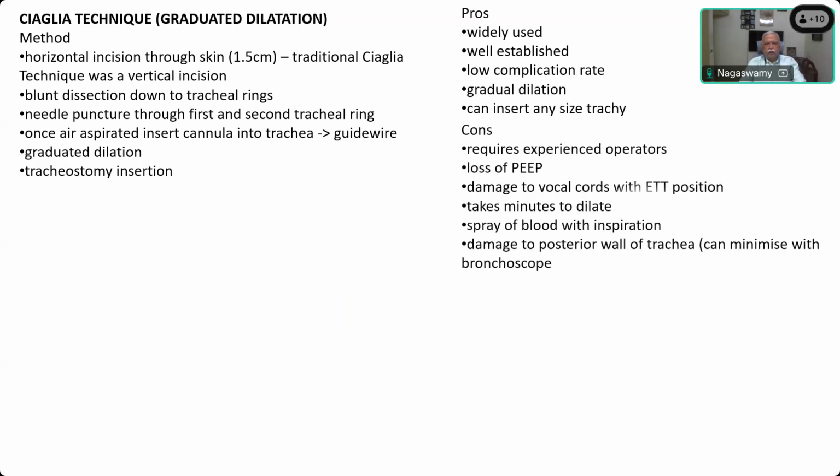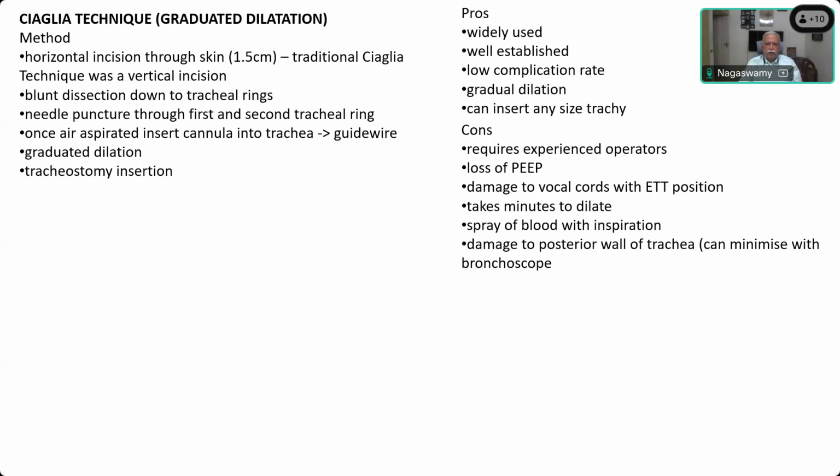This is a very commonly used technique, and the contraindications are things against this. It requires an experienced operator, and you have loss of PEEP and tidal volume during this because you are going to introduce a dilator, remove it, and during that short time there will be loss of air. It may cause damage to the vocal cord because you are pulling the ET tube up to the vocal cord, and it may take a few minutes to dilate.